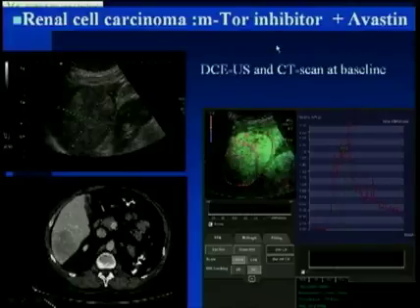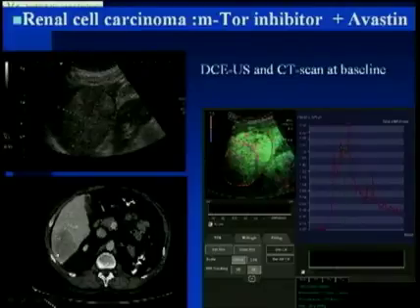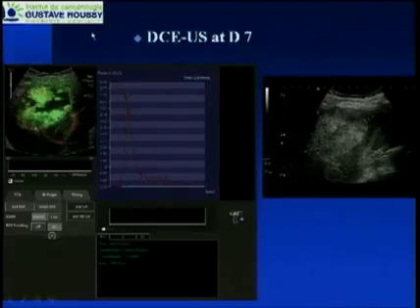Another example, very interesting. This is a new combination of the mTOR inhibitor and Avastin. This is a lesion in segment 6. In B mode, we inject the contrast agent. This is a very vascularized lesion. And after 1 week, we have the beginning of the necrosis.